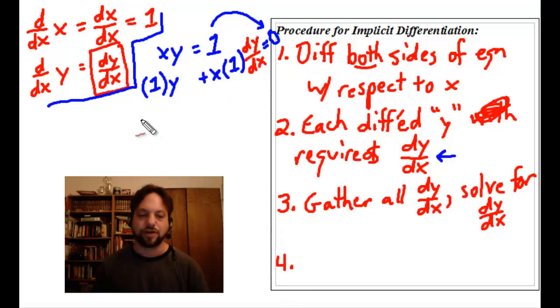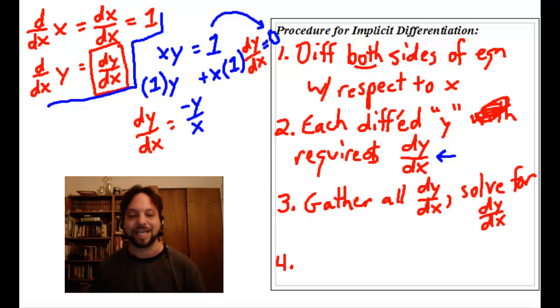In fact, over here, if I were to do this, I would get dy dx, and if everything else goes to the other side, I'll have a negative y over there, and I'll have to divide by x. So there is the derivative of this hyperbola. Feel free to take a look. You'll see that that is the case.